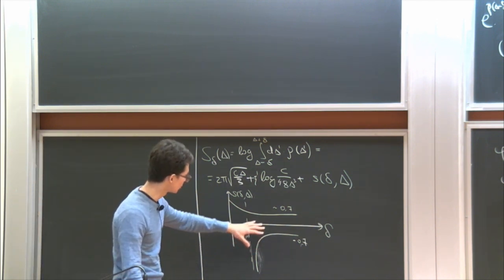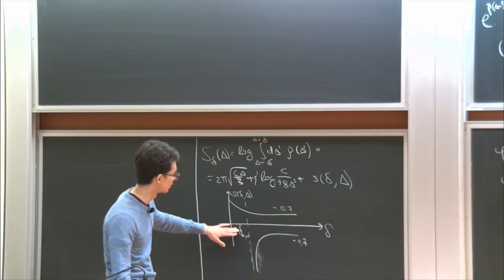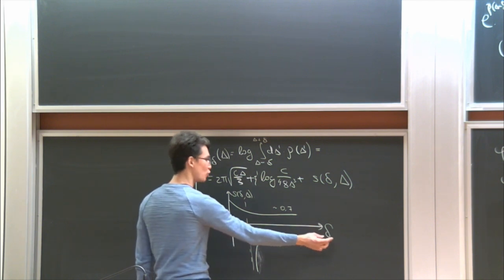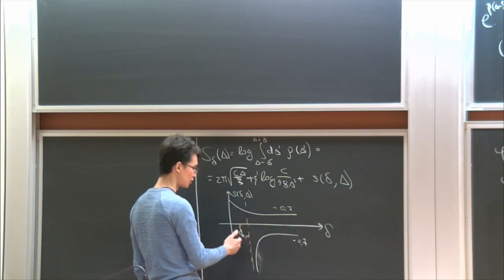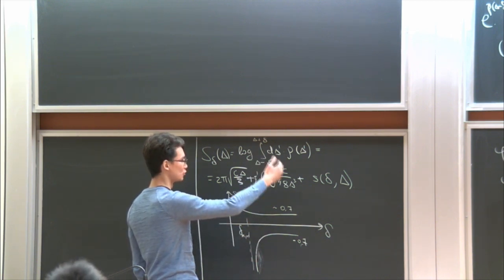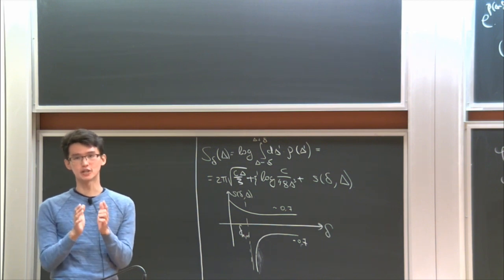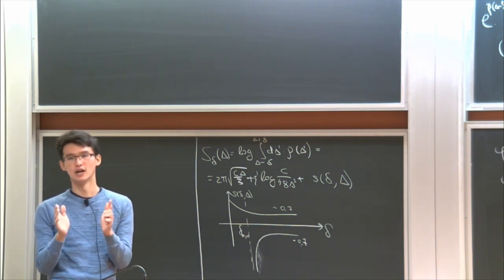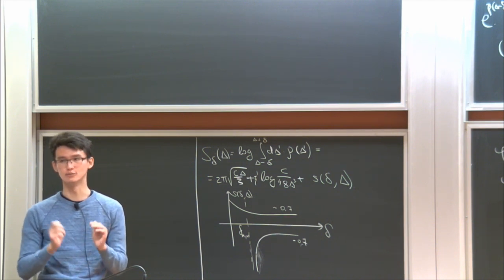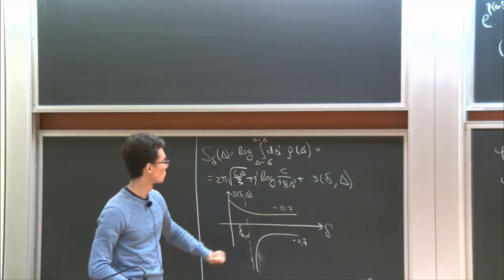An important thing about this graph is this divergence at some finite value of small delta. Because what it tells you is that if you take small delta to be larger than this minimal value, then you always have a lower bound on the entropy. In other words, if you take your window to be large enough, then you will always find an operator in that window, at least asymptotically at very large scaling dimensions.